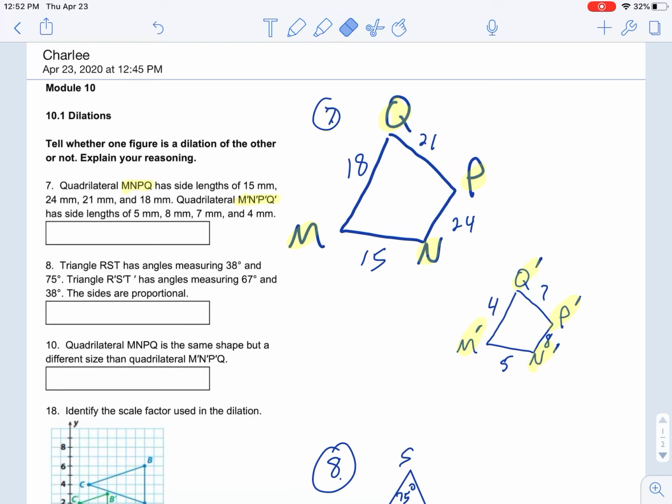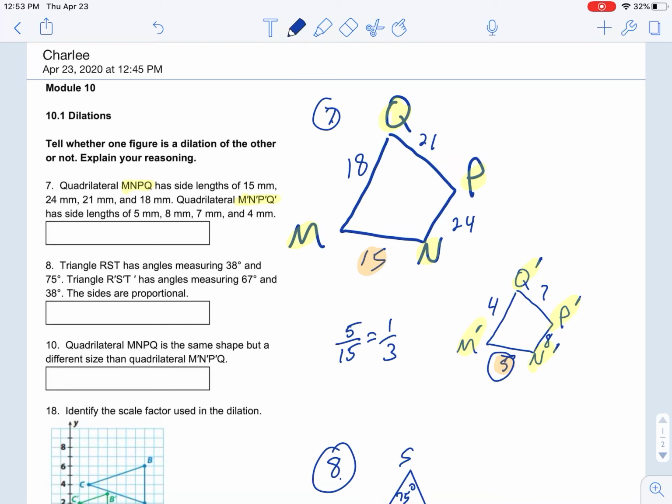So one way to tell is to look at all of the sides. Let's look at, I do sort of color coordinate this side and this side. You know that 5 is 1/3 the size of 15, or basically you make a fraction out of the image and the pre-image. So this side, the after side, over the before side. 5/15 reduces down to 1/3.